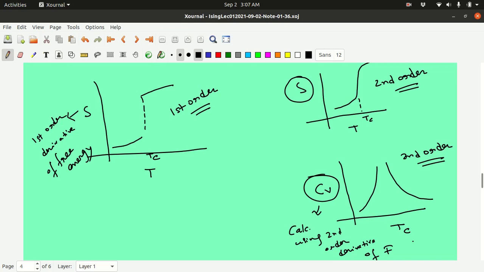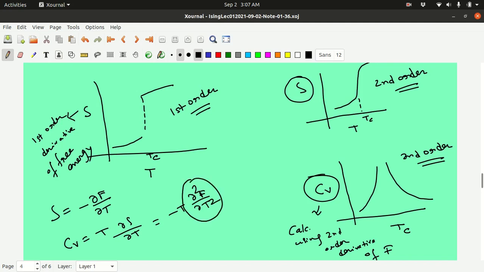For your reference, S is defined as minus del F by del T, which is the first order derivative, and Cv is defined as T into del S by del T, which is minus T del 2F by del T2. So this is the quantity. You can see this is a second order derivative, and as it is a second order quantity, this will show a jump in the second order phase transition. And this is the thing which I was trying to say.